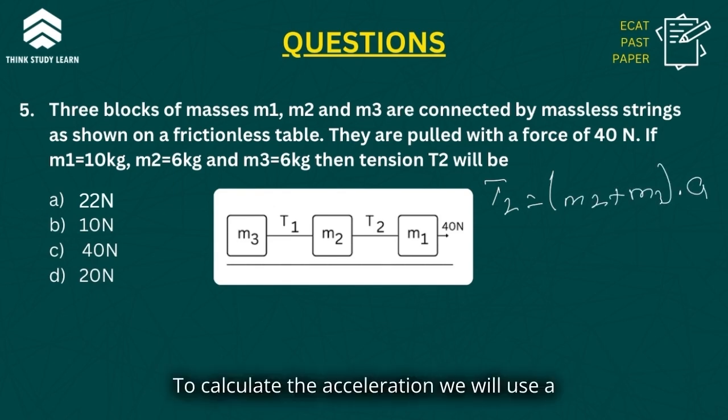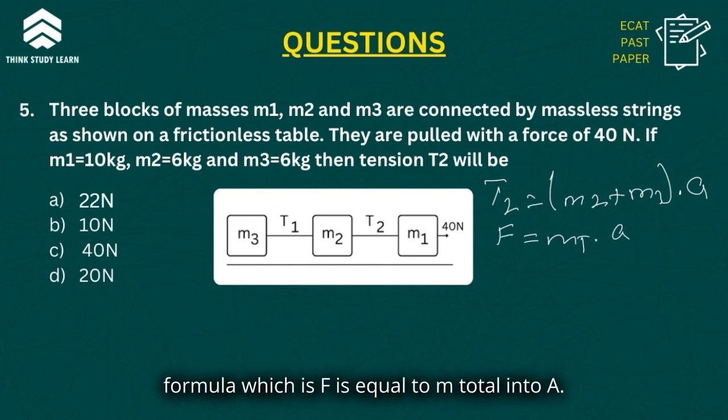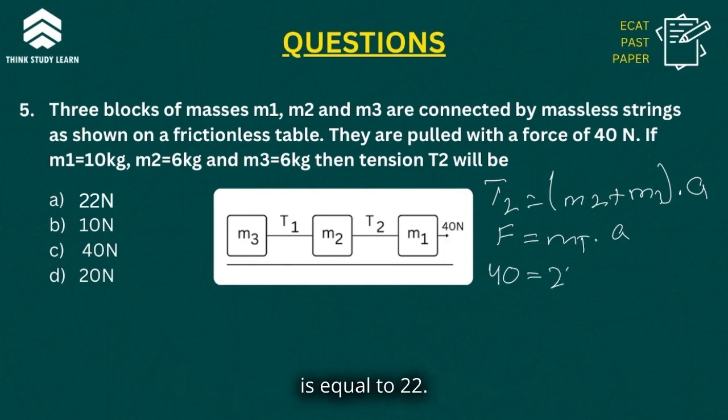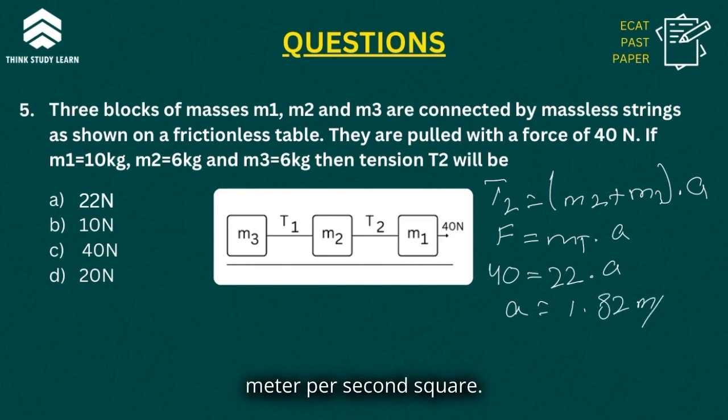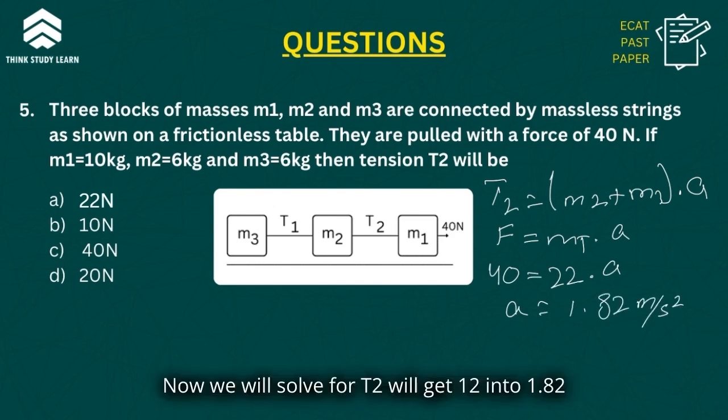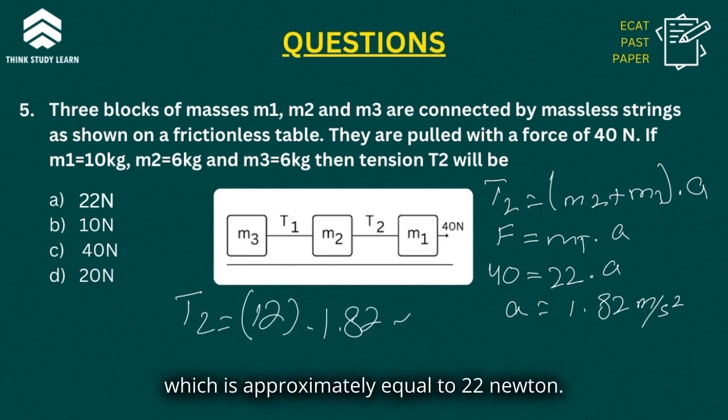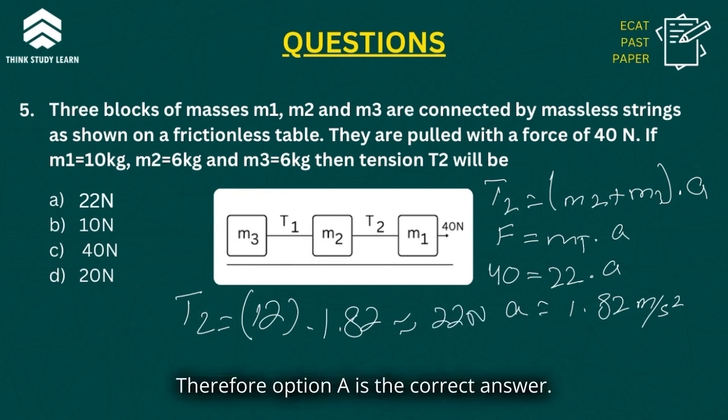To calculate the acceleration, we will use the formula F is equal to M total into a. We know that the force is 40 and mass total is equal to 22. So acceleration will be 1.82 meter per second square. Now we will solve for T2. We will get 12 into 1.82, which is approximately equal to 22 Newton. Therefore, option A is the correct answer.